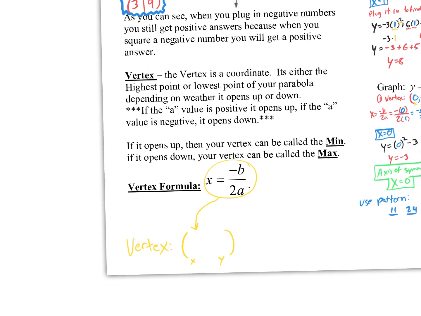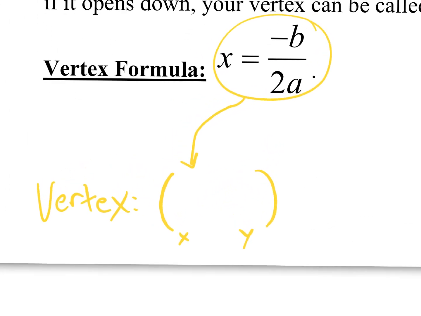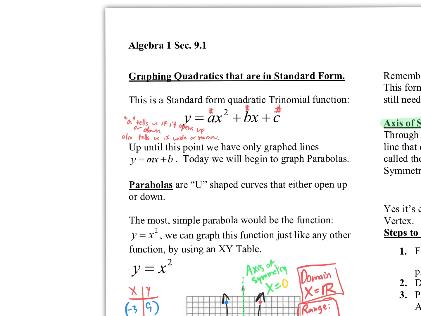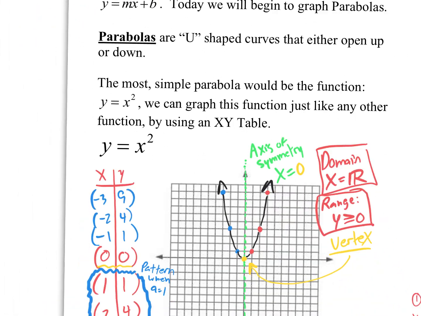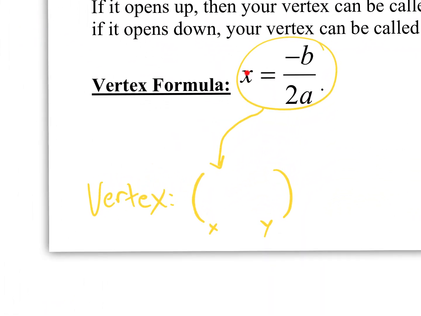Okay, we said the vertex is the most important coordinate, and down here it tells us the vertex formula, x equals negative b over 2a. So you could get your b value and your a value from the original standard form quadratic trinomial equation, negative b over 2 times a. And you work that out, and that will give you the x value of your vertex.